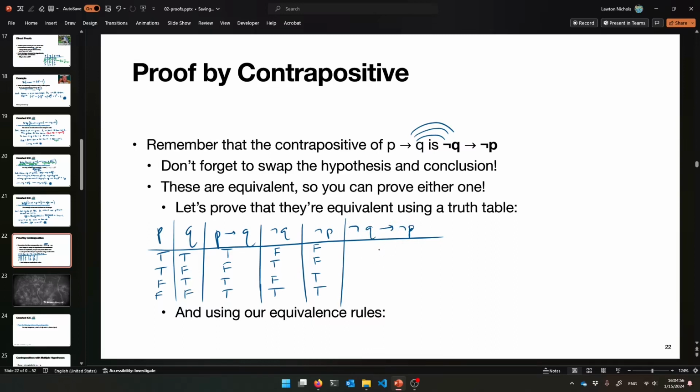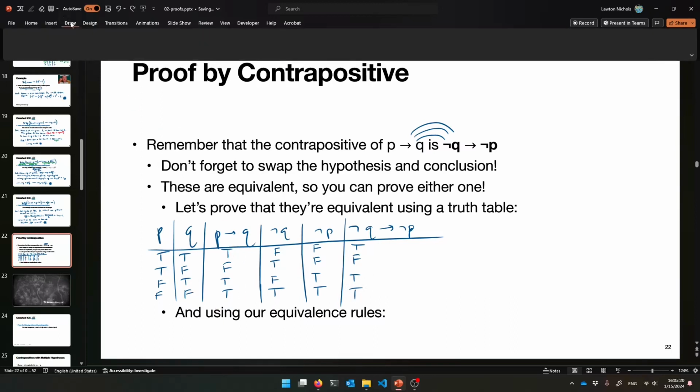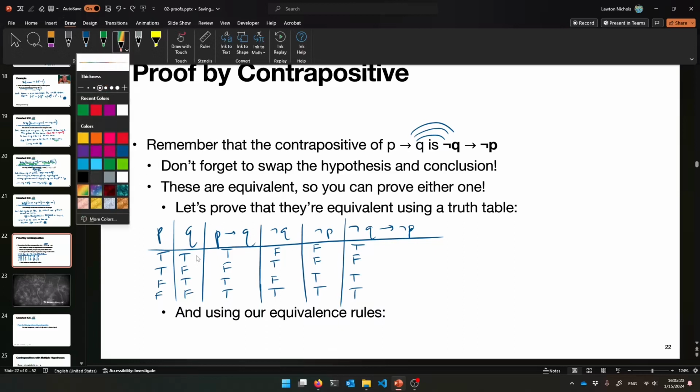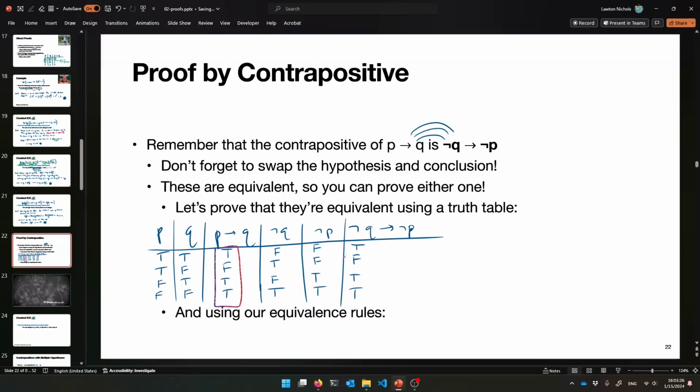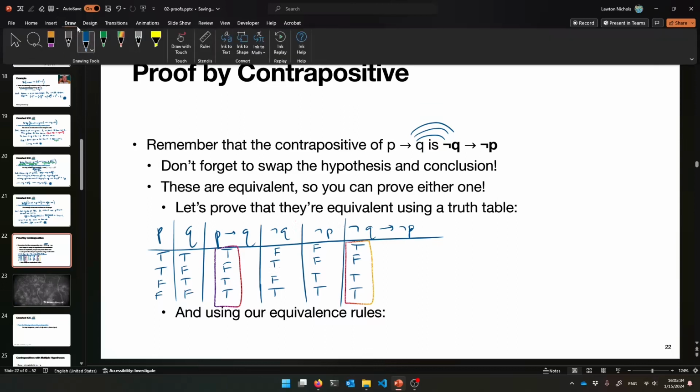So what is this? Well, it's only false if it's true implies false, right? Which is this one. That's the only time it's false. The rest of these, false implies false, false implies true, true implies true, those are all true, right? That's an implication. And now, bam, what do you know? These columns are exactly the same, and so it doesn't matter if you did P implies Q or not Q implies not P. It means the same thing. You could have used either one. They're interchangeable. And this is really helpful for our proofs, right?